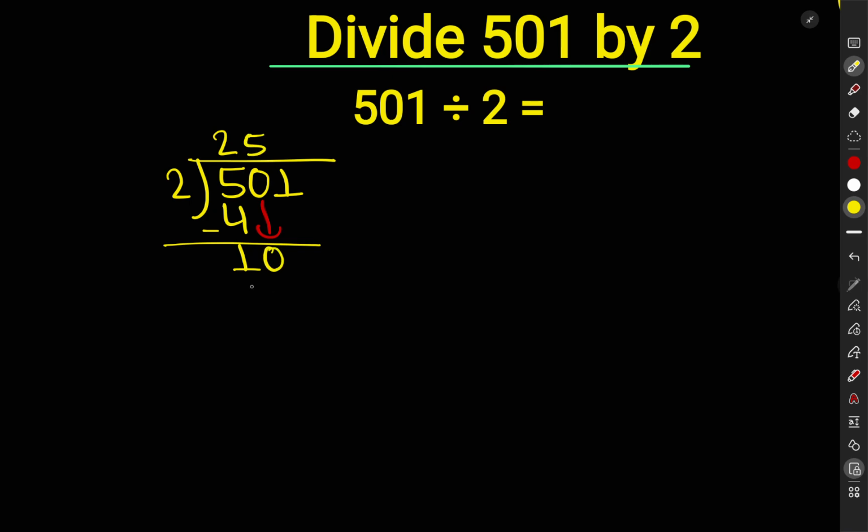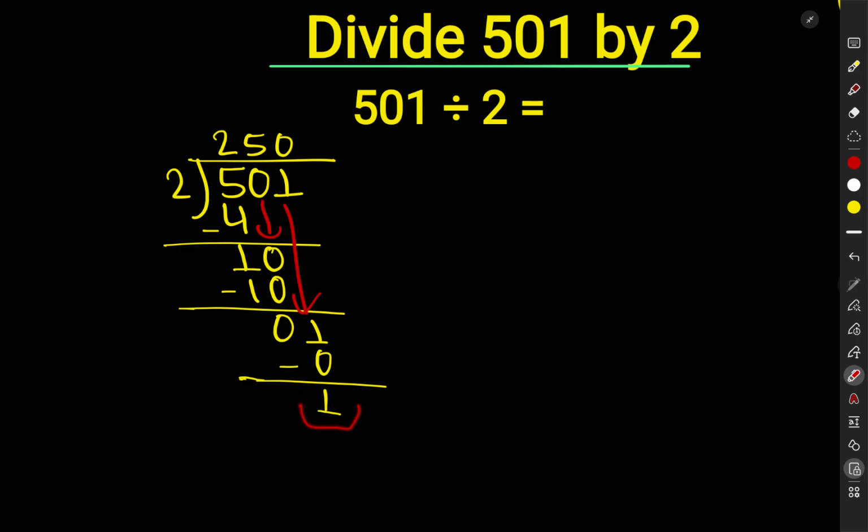2 times 5 is 10. On subtracting it is 0. So we put down this 1 and 2 times 0 means 0. On subtracting we get 1.